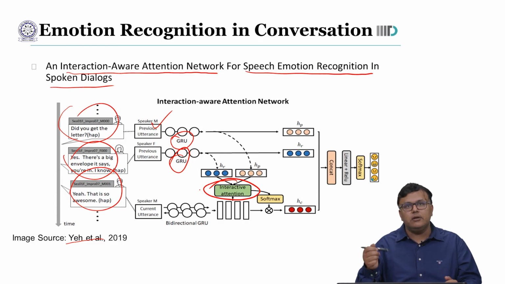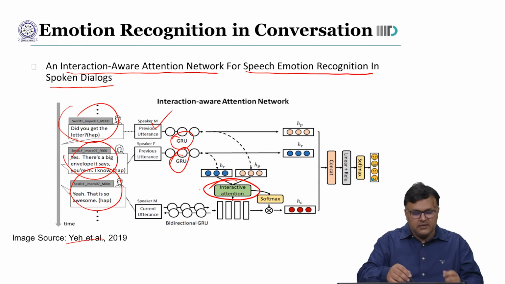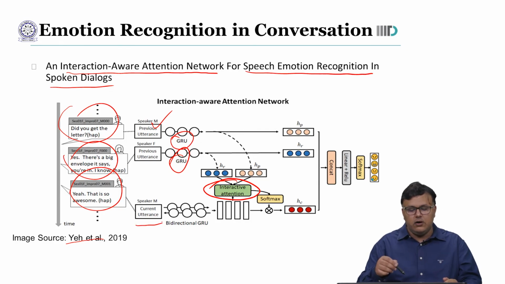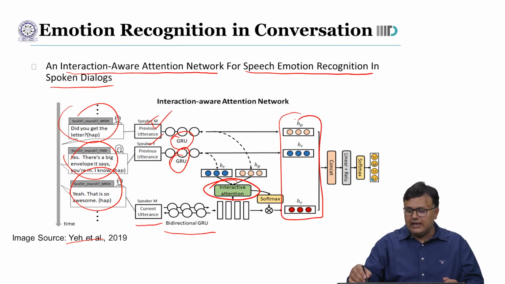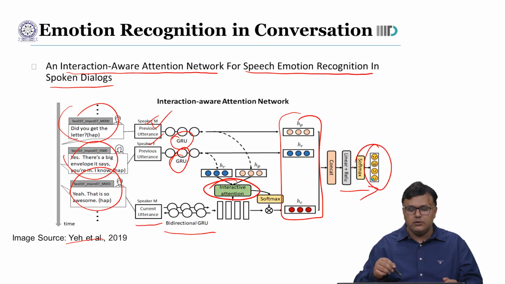Again, this is coming from the work which I was referring to, Attention Is All You Need. Then you are looking at the utterances of the speakers in parallel. So you have M and F, let's say a male speaker and a female speaker, and then again a bidirectional GRU, extracting the representation, concatenating, and then predicting the emotion.